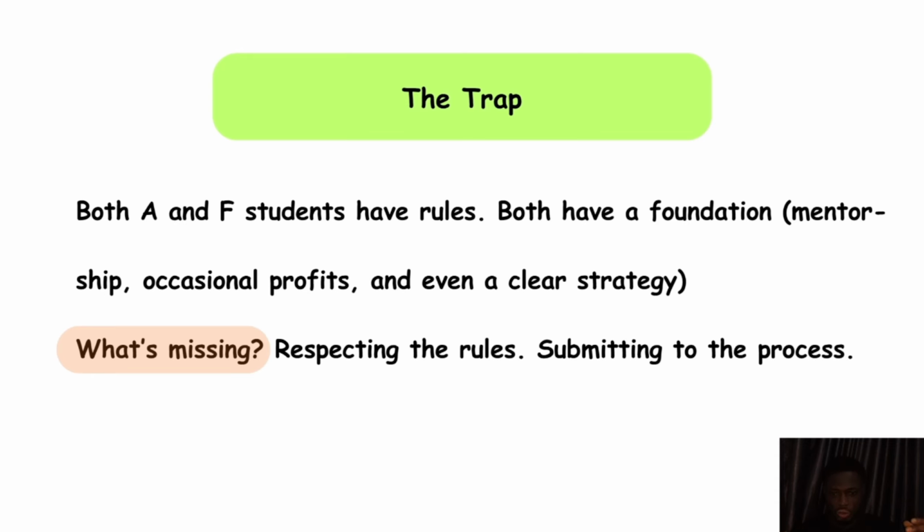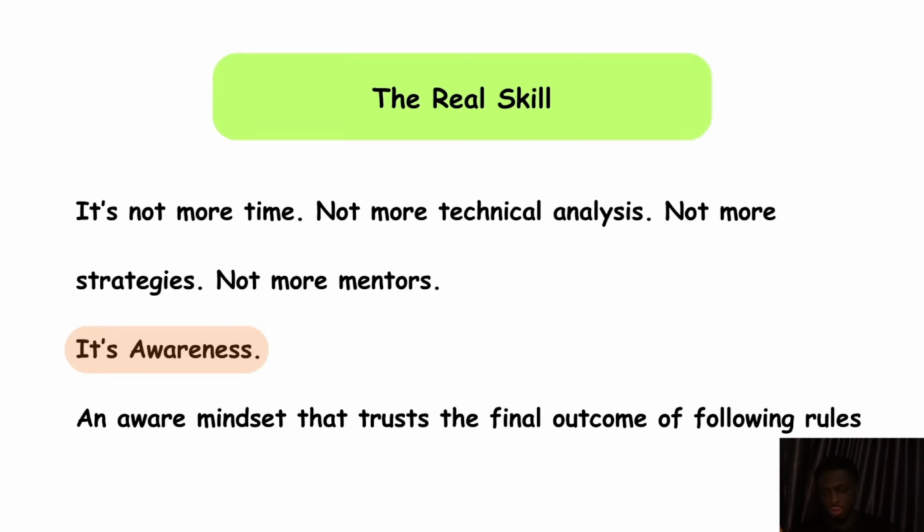So respecting the rules is just the name of the game. So you have to submit to the process. If you are someone that has been losing in trading before now, I think this is where you need to narrow down on, and that is respecting the rules. Don't learn new strategies or look for new mentorship. If you have a clear strategy, you have the foundation, this is what is missing, and that is respecting the rules. So the answer is not just more time in the market, it's not even more technical analysis, not more strategies, neither more mentors. So it's about awareness.